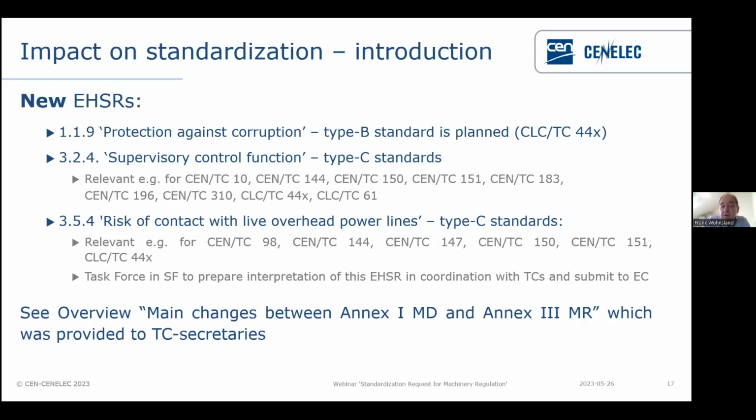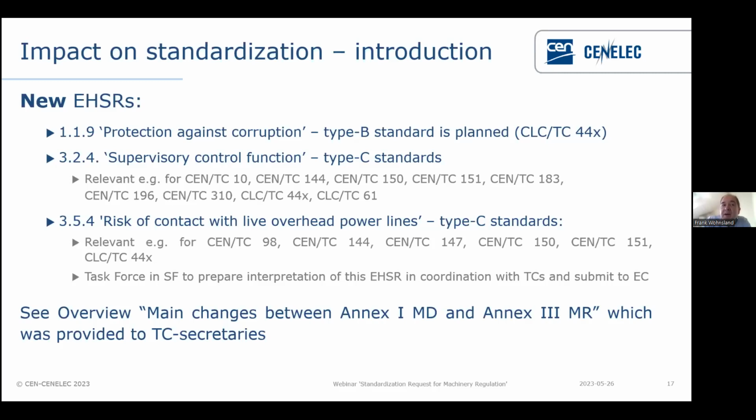So we have a new safety requirement 324, which deals with supervisory control functions, especially on autonomous machines. This is relevant for TCs that mainly deal with mobile machinery, just to name a few, like the CEN TC144 of agricultural machines, the CEN TC150 for industrial trucks, or 151 for construction machinery. As I said, just to name a few examples.